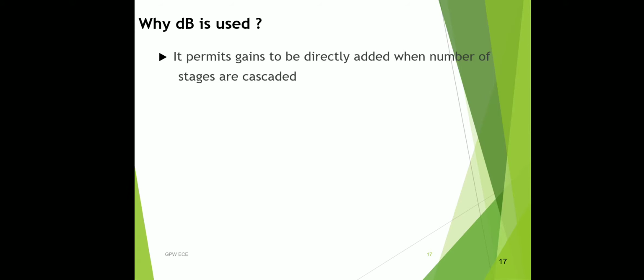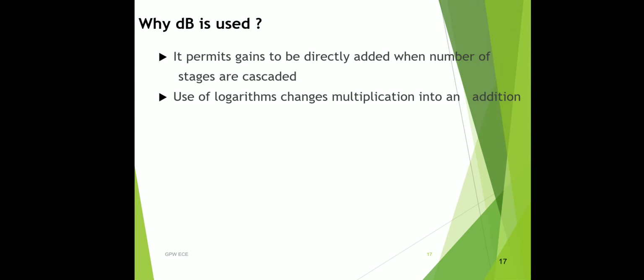Why is dB used? Already there is a value, so why do we need to go for decibels? Instead of multiplication, addition is very simple compared to multiplication. We can perform addition easily. That means it is a simplification, right?